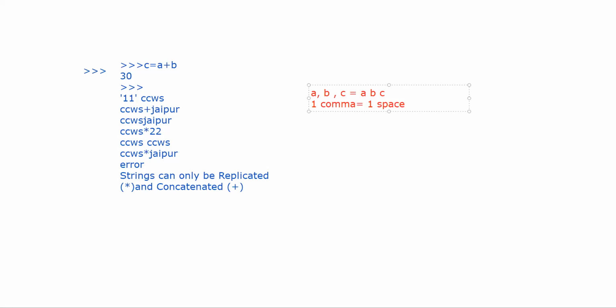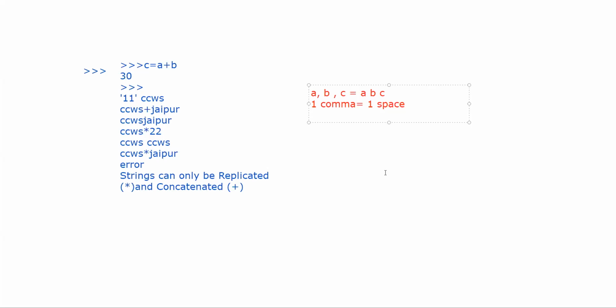So if you are using one comma in your print function, that doesn't mean that if you want two or three multiple spaces in your output, you have to use multiple commas. It is not going to work. I'm just telling you that if you're using a comma, then there will be only one space.